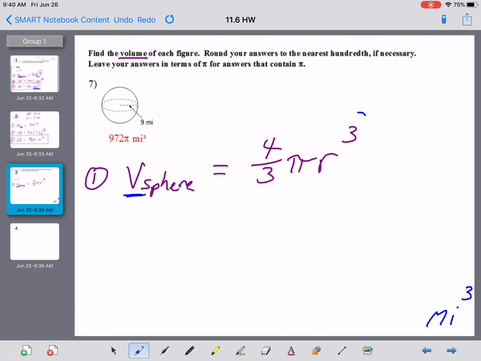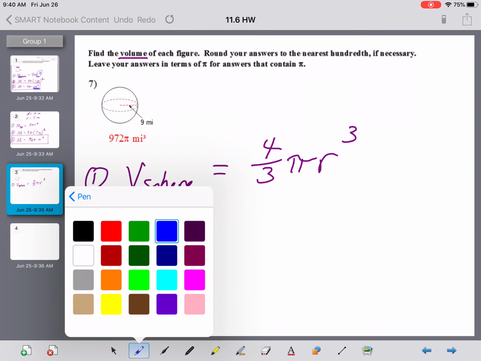And the only way to get cubic miles is to take your radius to the, you got it, to the 3rd power. So you should be able to remember that the surface area formula has an r squared. That's how you get square units. And the volume formula has an r cubed. That's how we end up with cubic units. Okay, but back to it.